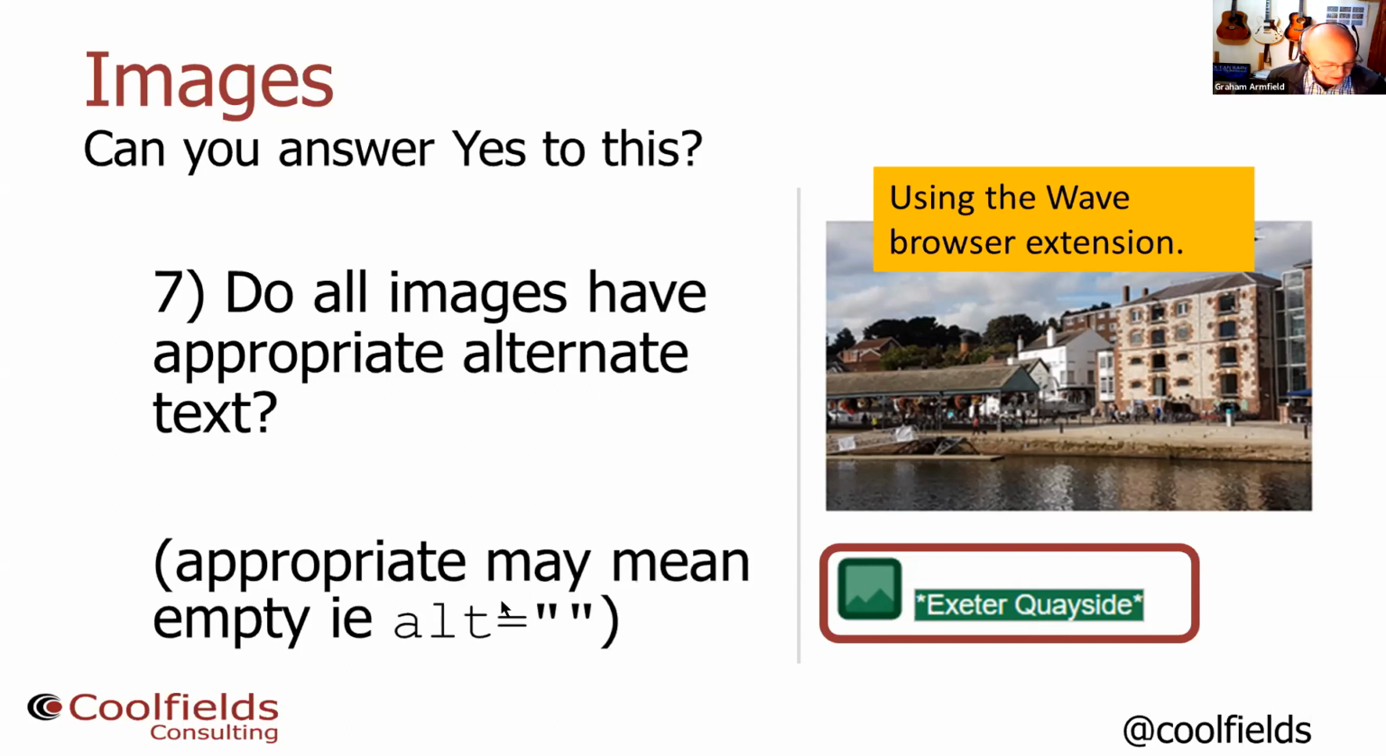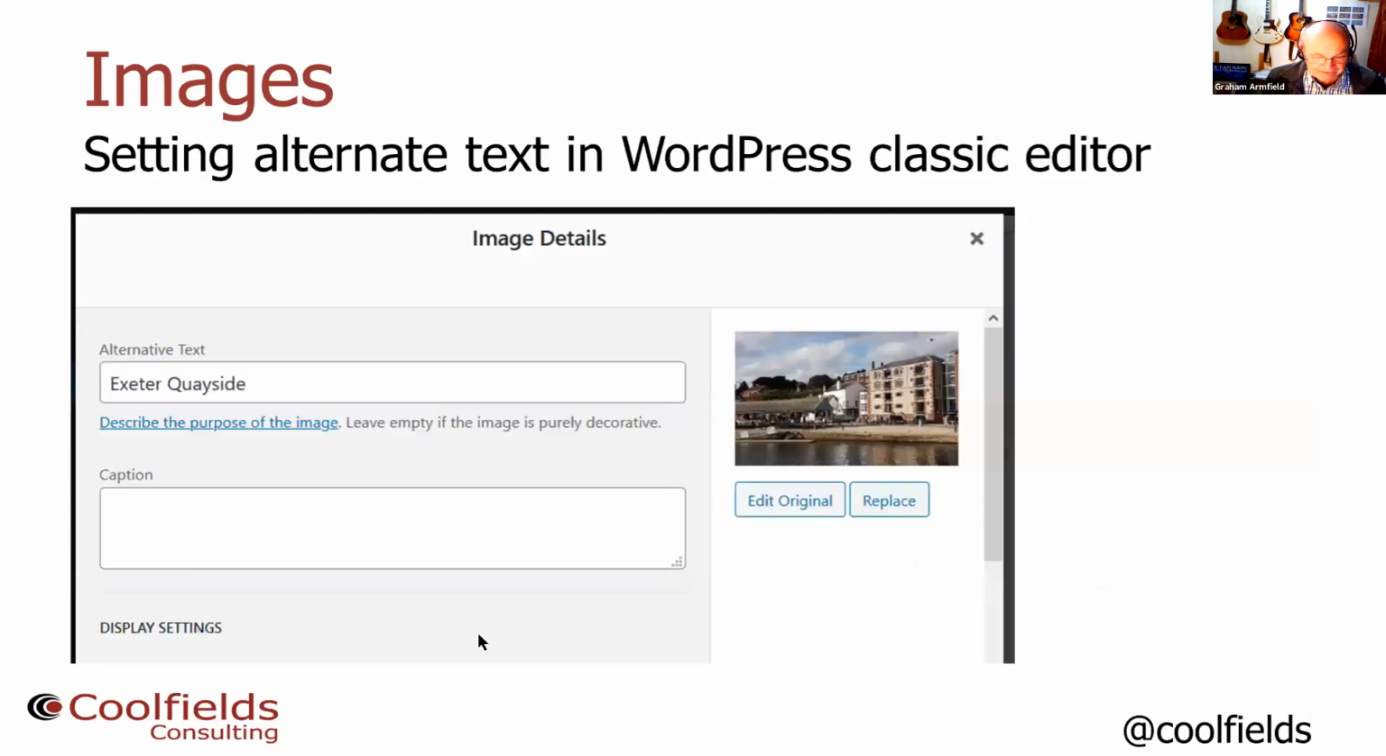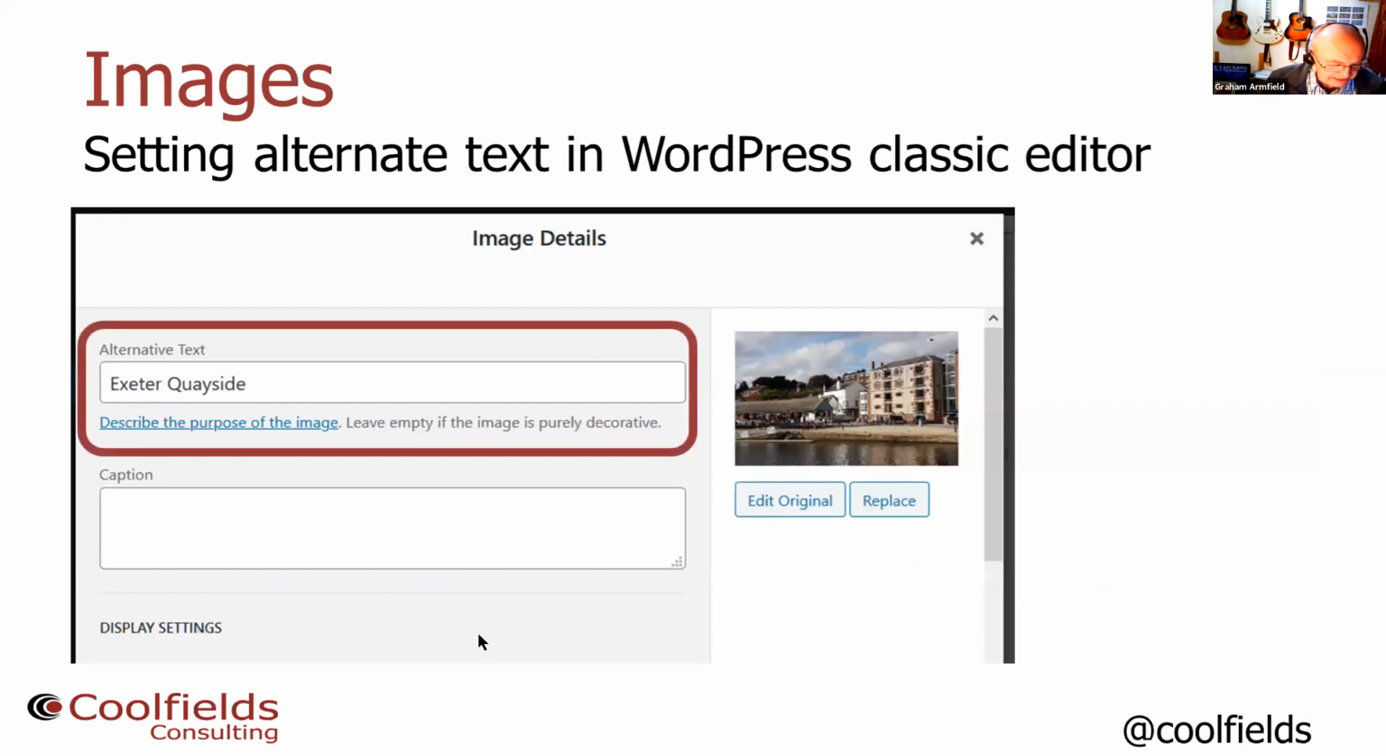Okay. Now, the appropriate alternate text may mean an empty alt attribute. And if we have a look at how you add images in the WordPress Classic editor, here is how you set the alternate text. And if you notice underneath here, it says leave empty if the image is purely decorative. Okay. So decorative images want to end up with an empty alt attribute, and this is a convention for screen readers, so that if a screen reader comes across an image that's got an empty alt attribute, then it just ignores it. It knows it's not really anything meaningful there.